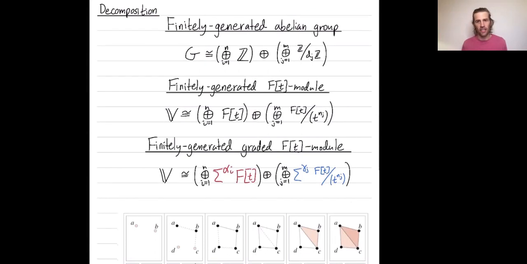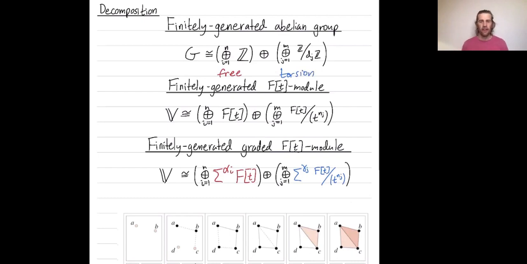Given a finitely generated abelian group, capital G, you can always write it as a direct sum of copies of the integers plus some number of direct summands of torsional parts. So Z mod NZ. And in such a decomposition, we call the copies of the integers the free parts, and the Z mod KZ parts are the torsion parts.